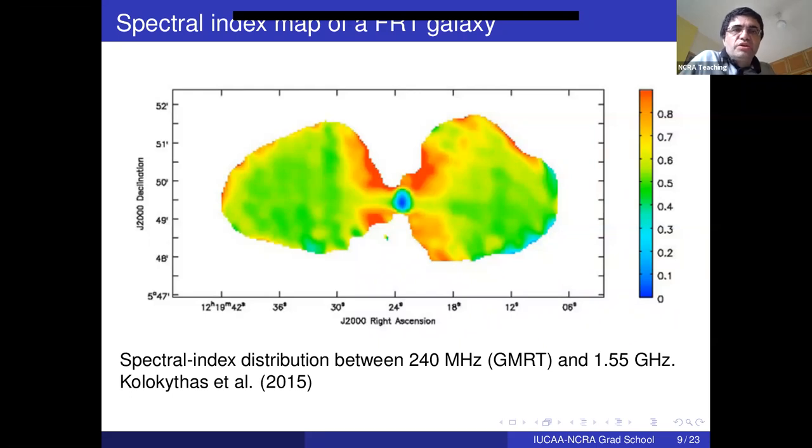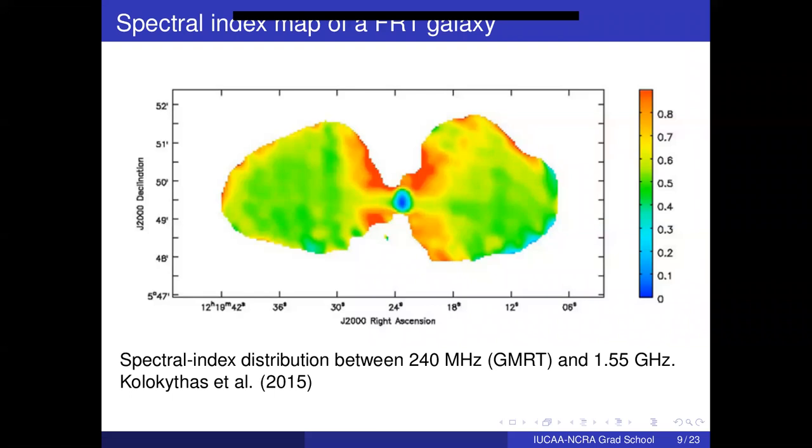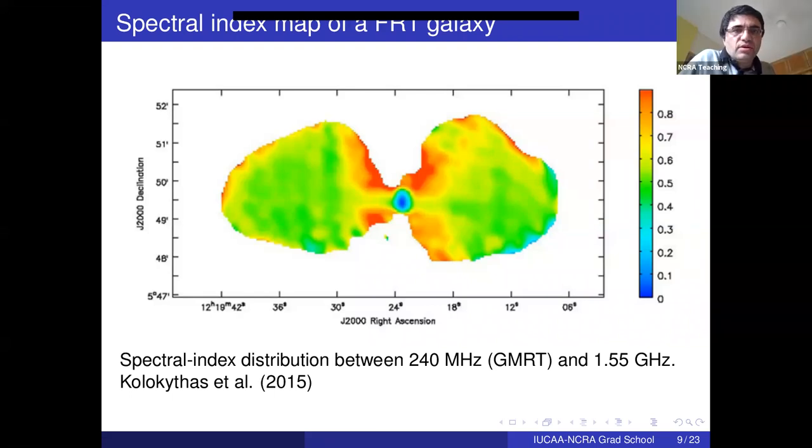Okay. But so what do we see? What are the broad things you notice? Look at the color index here. Zero indicates a completely flat spectrum, and 0.8, 0.9 indicates a fairly steep spectrum. So what can you say about the spectrum of the core? It's flat. Yes, it's very flat. It's close to zero. And what can you say in general about the spectrum of the lobes?